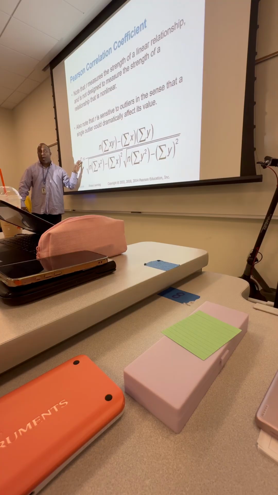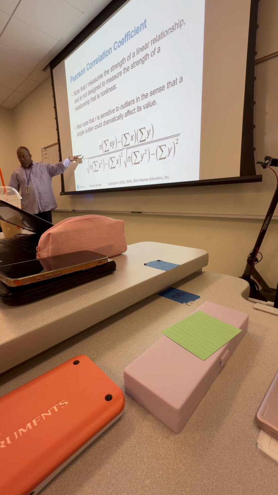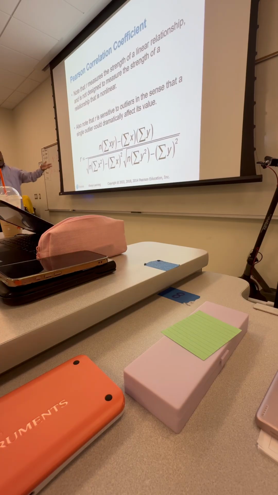That can affect R. And so what you can do is calculate what's called an adjusted correlation coefficient, where you take those observations out temporarily and recalculate R. You see what I'm saying? But we're going to keep them in. That's going beyond the scope of this course. We'll keep those observations.